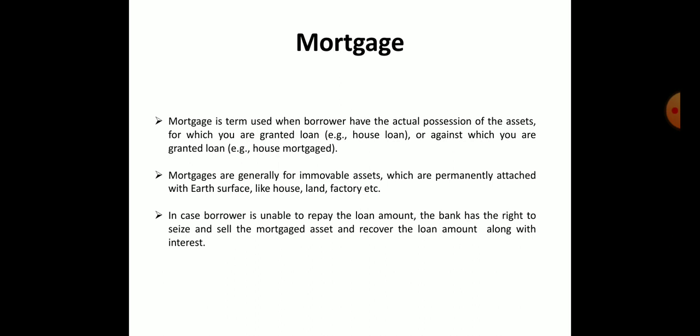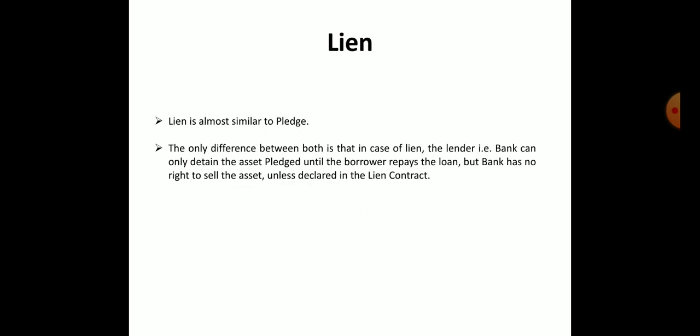Mortgage is generally on immovable assets which are permanently attached with the earth surface like house, land, factory, etc. In case borrower is unable to repay the loan, the bank has a right to seize that security or sell that mortgaged asset to recover the amount of loan along with the interest.